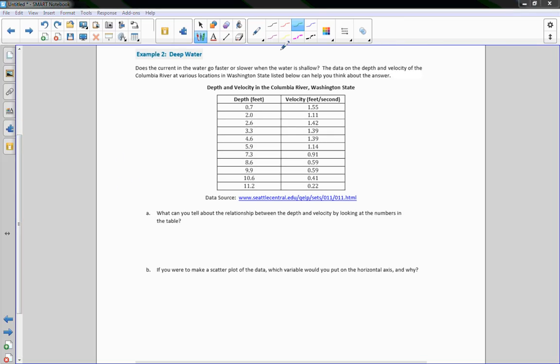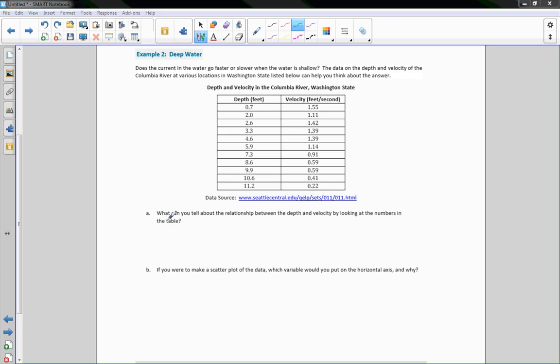Okay, example 2, deep water. Does the current in the water go faster or slower when the water is shallow? The data on the depth and velocity of the Columbia River at various locations in Washington State listed below can help you think about that answer. Depth and velocity in Columbia River, Washington State, so they have a heading. Okay, so there's a title to their table here. And it's bivariate data. We have depth and we have velocity. Depth in feet, velocity feet per second. This source came from the Seattle Center of Education.